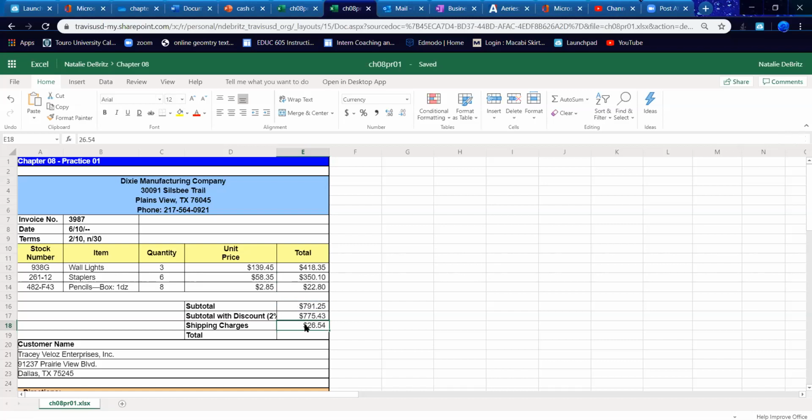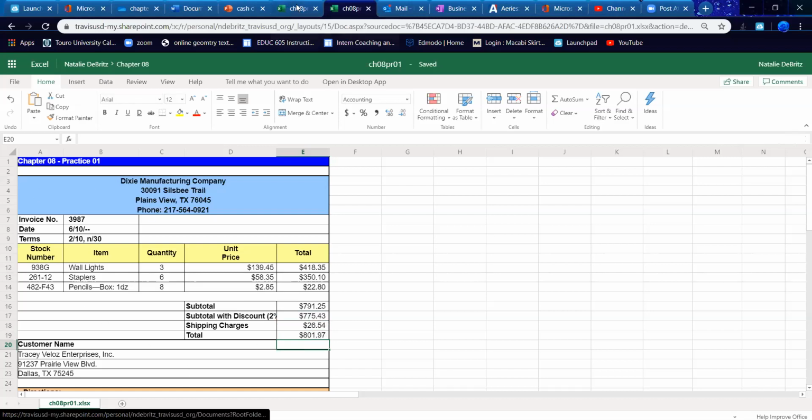Then they have shipping charges for the stuff, the price to ship it. So I need a new total that's going to have the discounted price with the shipping charges. So that's going to be equal to the discount plus the shipping charges. Okay, that's how you do that invoice.